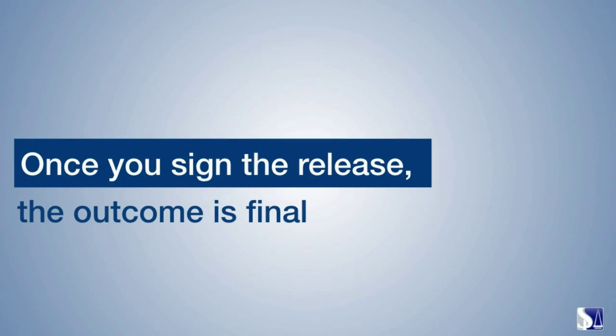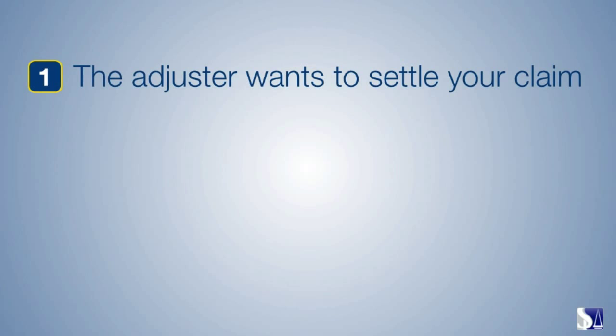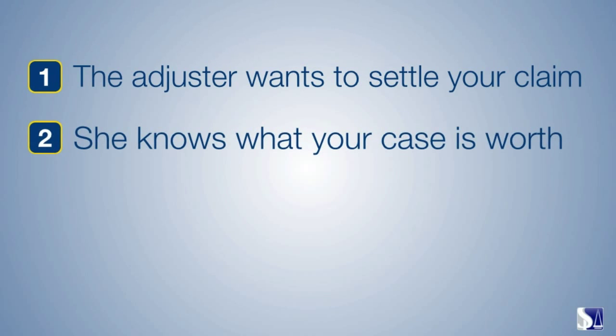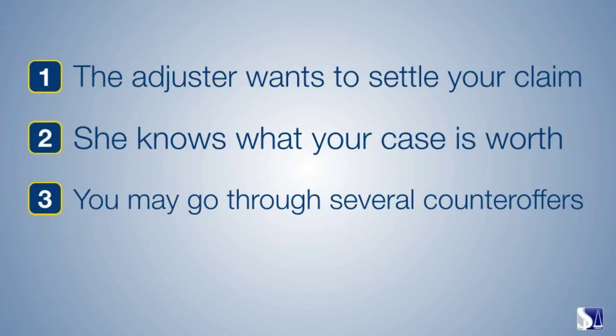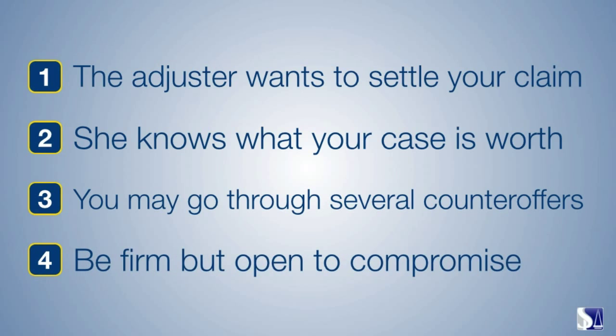Here are some important points to remember. 1. The claims adjuster wants to settle your claim. That's good news. 2. She knows what the case is worth, and if you've done your homework, so do you. 3. You may go through several counteroffers before you and the adjuster finally reach an amount you're both happy with. 4. Be firm, but open to compromise. That's the key to success.